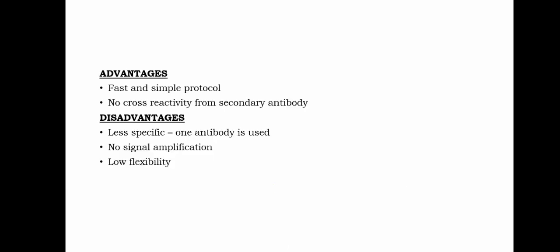Advantages of the direct ELISA include: it is the fastest and simplest method. There is no cross reactivity because of the absence of secondary antibody. And the disadvantages include: it is less specific, has no signal amplification, and low flexibility.